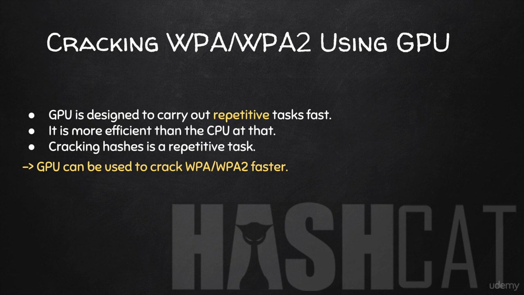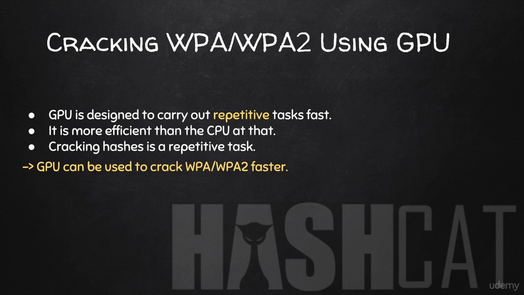Basically, it's a very repetitive task because we go through the word list and we take each password in the word list and then try to test it against the handshake and see if it's valid or not. So it's a very repetitive task. And because GPUs are optimized to carry out repetitive tasks very quickly, they're actually more efficient than CPUs when it comes to cracking. So, if you have a good graphics card, you can use that graphics card or GPU in the cracking process instead of the CPU, and that way you'll be able to go through the word list and carry out the cracking process much faster than if you would do it with the CPU.